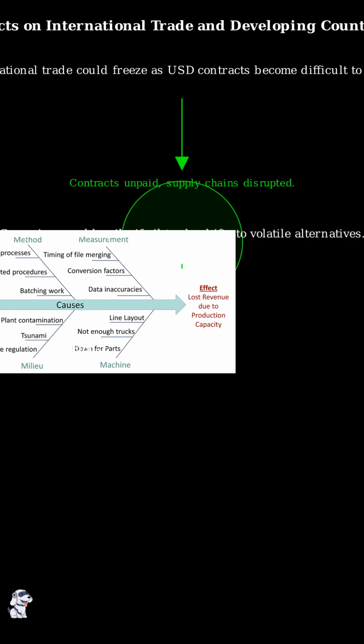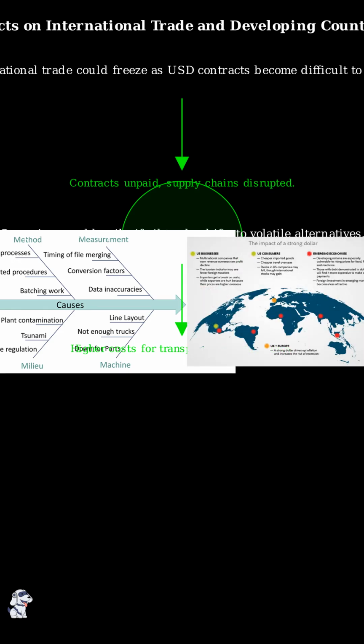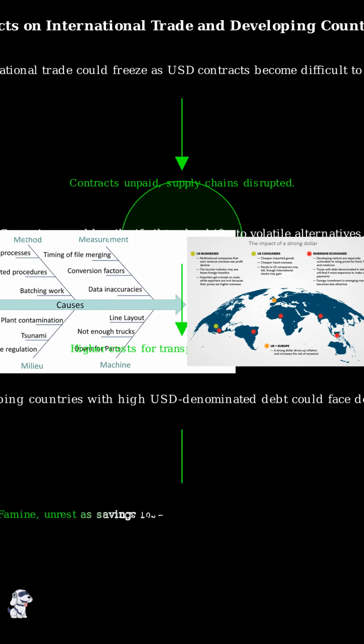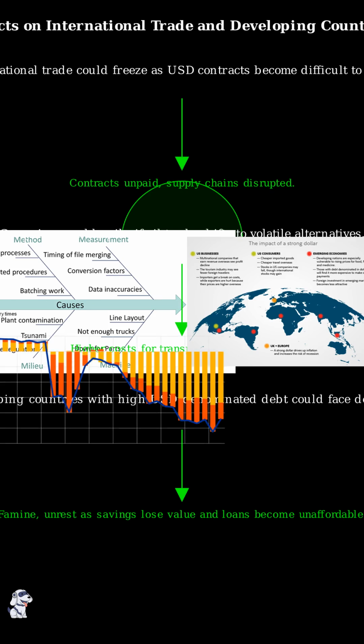Oil trade, a cornerstone of global commerce, could shift to less stable alternatives, causing gas prices to spike dramatically and further disrupting supply chains. Developing countries heavily indebted in dollars would face defaults, leading to famine and unrest as savings lose value and loans become unaffordable.